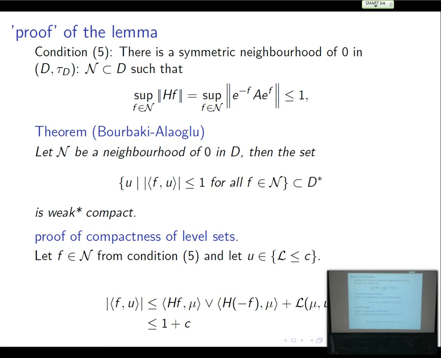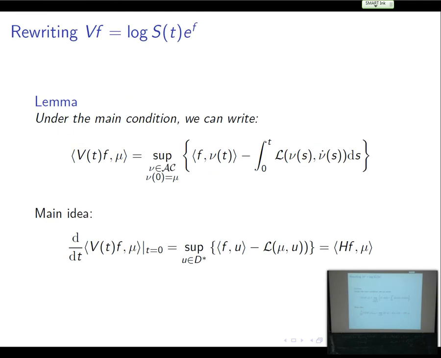Okay, so let's proceed. We can now give a new expression for the semigroup, which of course involves this Lagrangian. So under the main condition, we can write the following. I had the semigroup Vt of f evaluated in mu. Now I can give it this variational expression. So I look at all absolutely continuous trajectories nu that start in mu, and I pair f with nu at time t, and I subtract the Lagrangian cost.